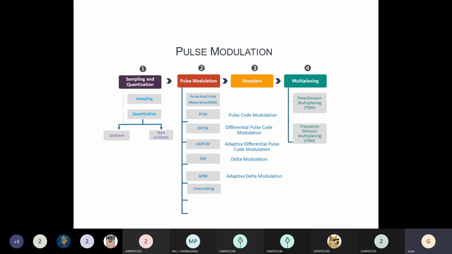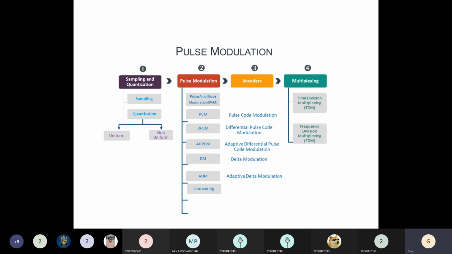Then the next one is DPCM, differential pulse code modulation. It is the next form of PCM. In that we are using the difference between consecutive pulses. We'll see the detail later. Next we have adaptive pulse code modulation, that is ADPCM. Then we have delta modulation, DM, then adaptive delta modulation, ADM, and line coding, etc.